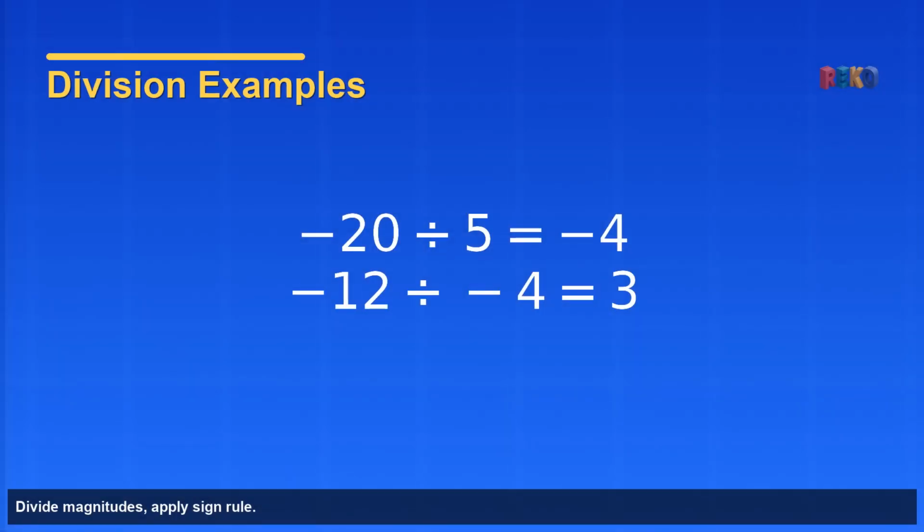Let's look at how the sign rules work in real examples. -20 divided by 5 gives -4. Because the signs are different, the result is negative. But -12 divided by -4 gives +3. Same signs, so the result is positive. Always divide the magnitudes first, then apply the sign rule at the end.